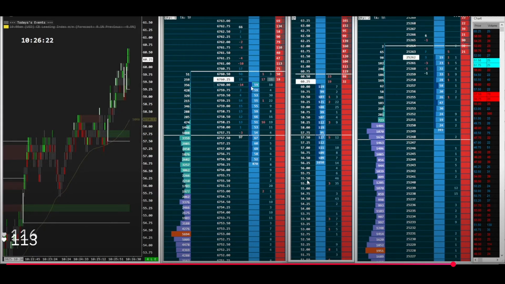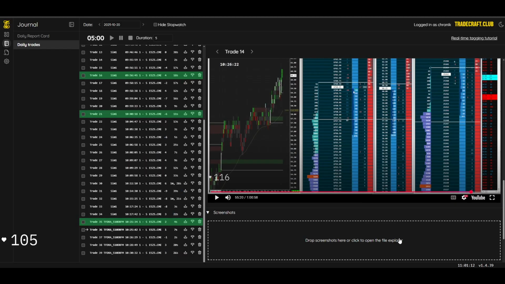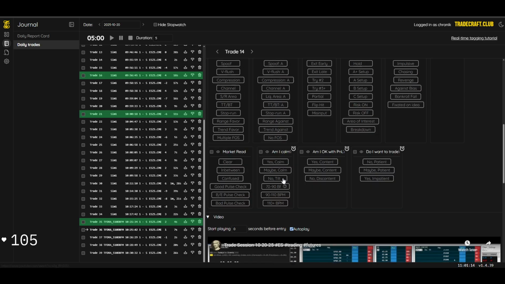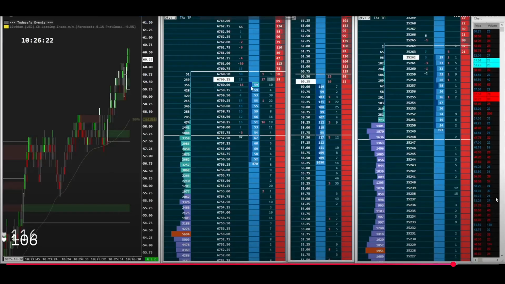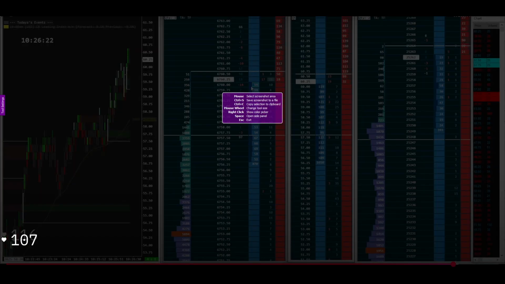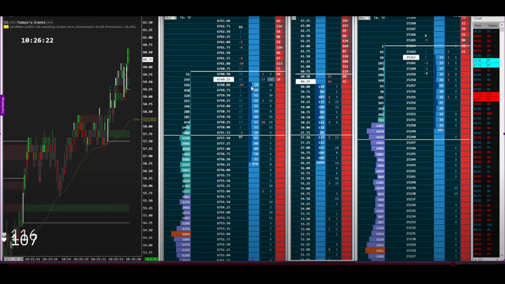I'm just not very familiar with this source of edge yet, which I hope to be one day, you know. But for now, let's tag this as is. I do actually want to screenshot this because I think this is a pretty good example of strength.